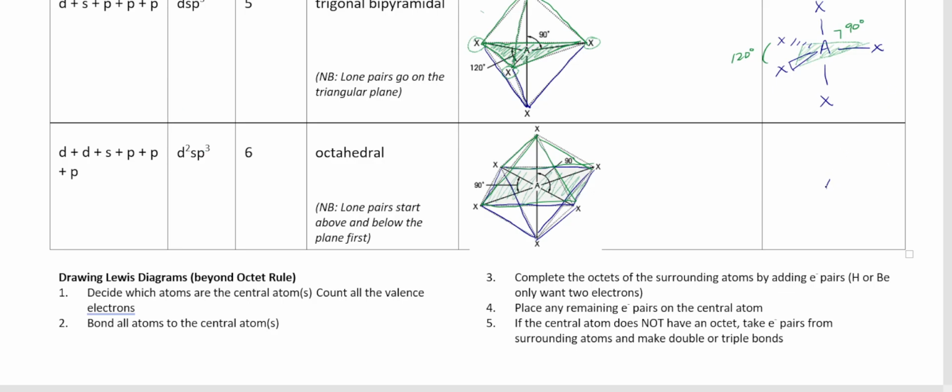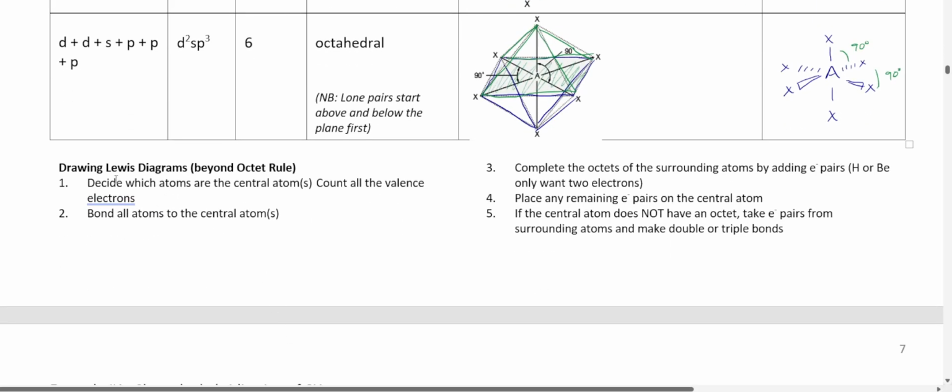Now this might all seem confusing, but once you start to see examples, you'll notice that it actually is not as challenging as it seems initially. Bond angles here are 90 degrees, and they're all 90 degrees right here as well.